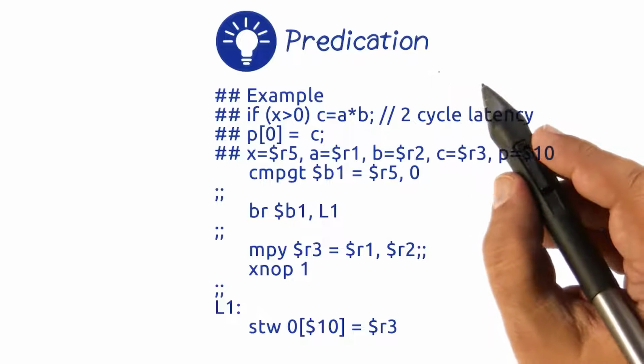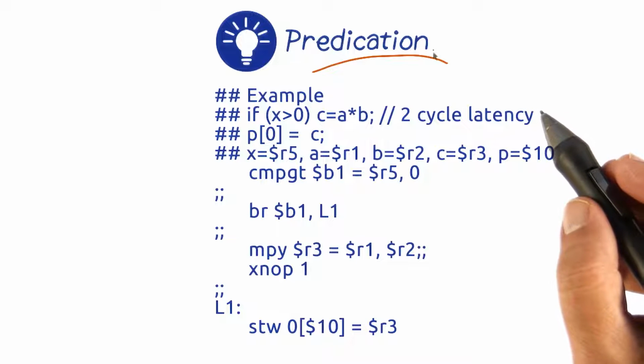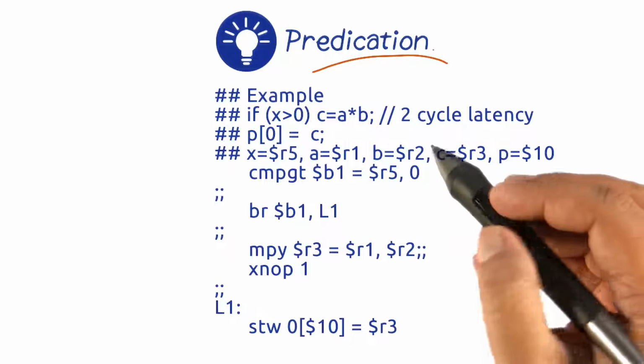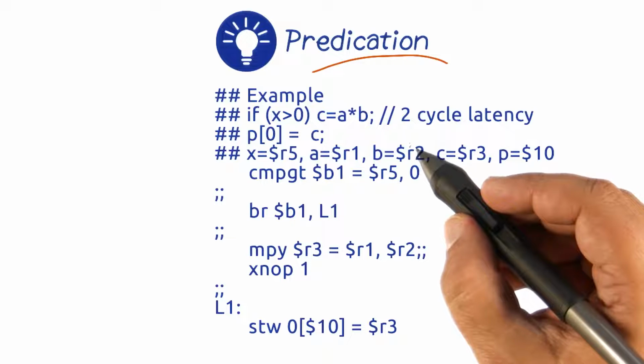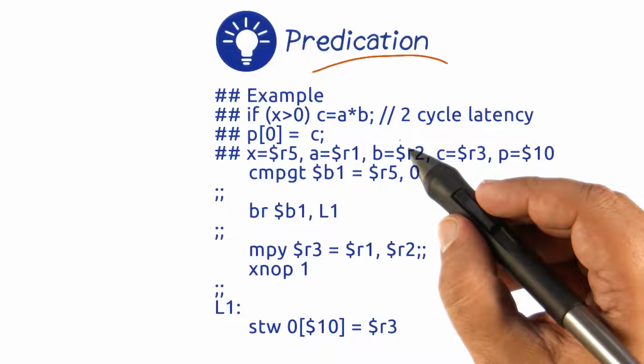Let us consider now the next thing that we have been talking about. Having seen speculation, now let's look at another mechanism which is called predication. What is the goal of predication? The goal of predication is to be able to convert the control flow into a data flow, executing both sides of the branch and then committing only one side of it to the memory.